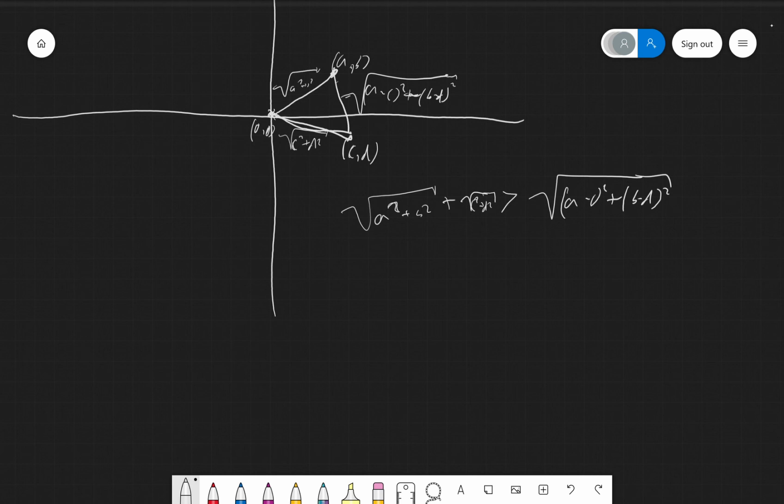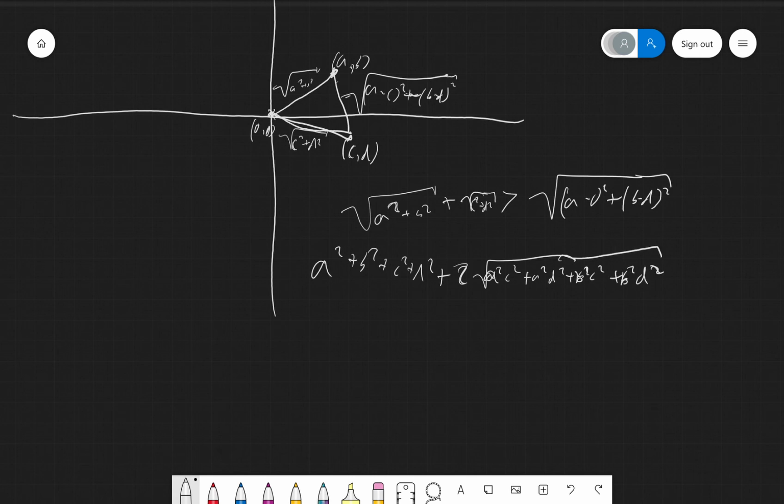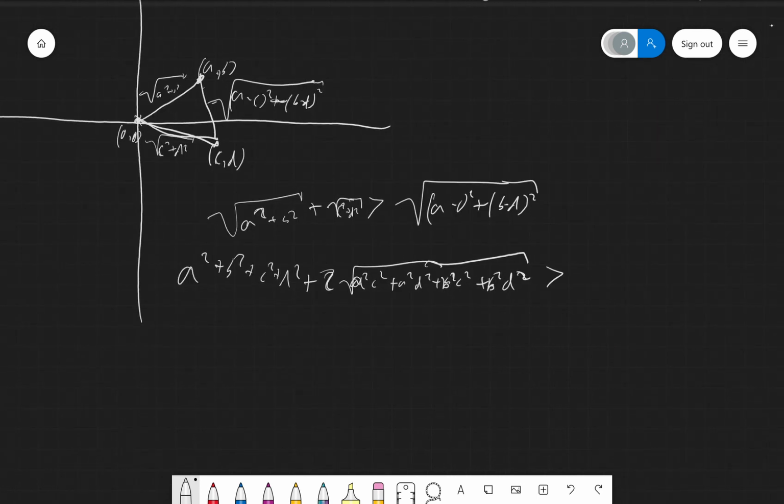Now this is the most important case. So now let's expand some things, square both sides. We get A squared plus B squared plus C squared plus D squared plus, don't forget the 2 times both the terms, 2 times the square root of A squared plus B squared times C squared plus D squared. Expand it using FOIL, we get A squared C squared plus A squared D squared plus B squared C squared plus B squared D squared. Yay! This is great.